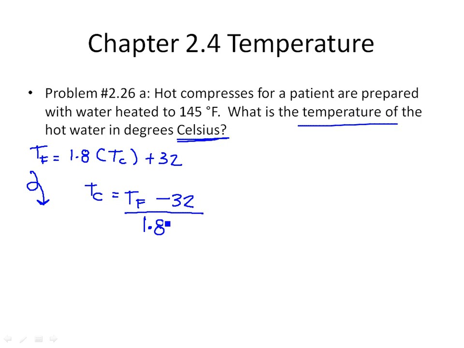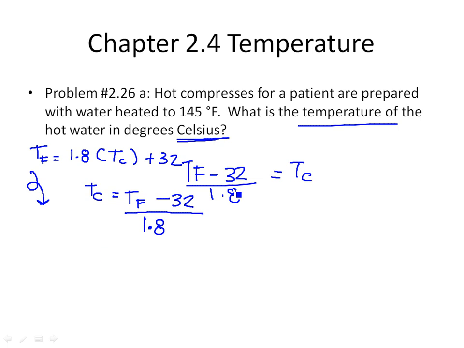Some people might see it better if I had left it over here. That way they see that temperature in Fahrenheit minus 32 divided by 1.8. Either way, it's the same thing. You're just rearranging.